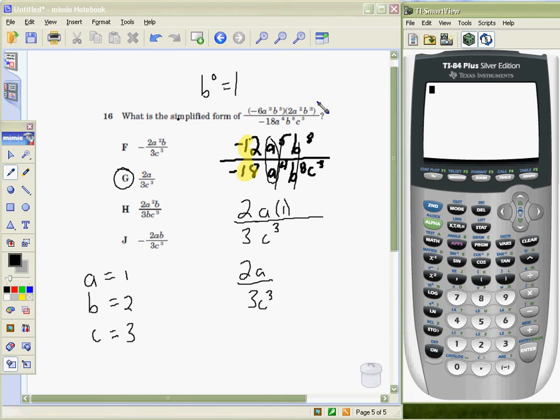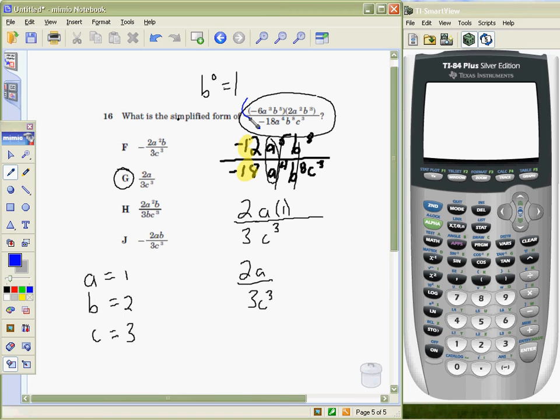Here comes the intensive part. We have to enter in this whole thing exactly as it is into the calculator. Remember, we use parentheses for fractions. So the top I'm going to separate with a set of parentheses, and the bottom I'm going to separate with a set of parentheses.